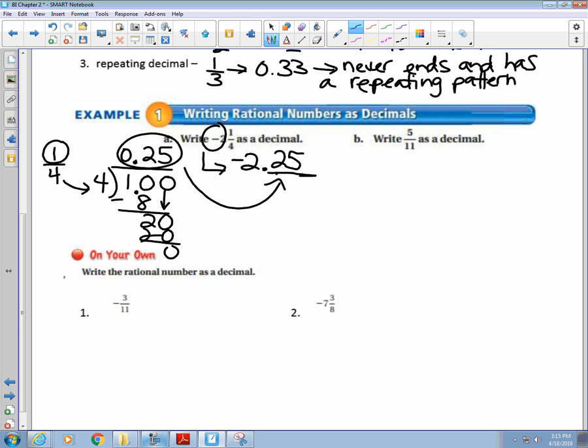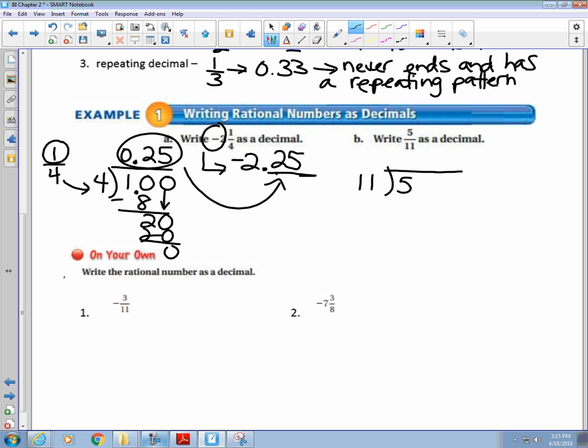All right, let's try another example over here. Write 5/11ths as a decimal. There is no negative sign or no whole number that we're going to bring down and include in our answer, so we're just going to do the fraction portion. So again, the 5's in the numerator, so the 5 has to go inside the house, and the 11 in the denominator goes outside. The 5 is being divided by the 11.